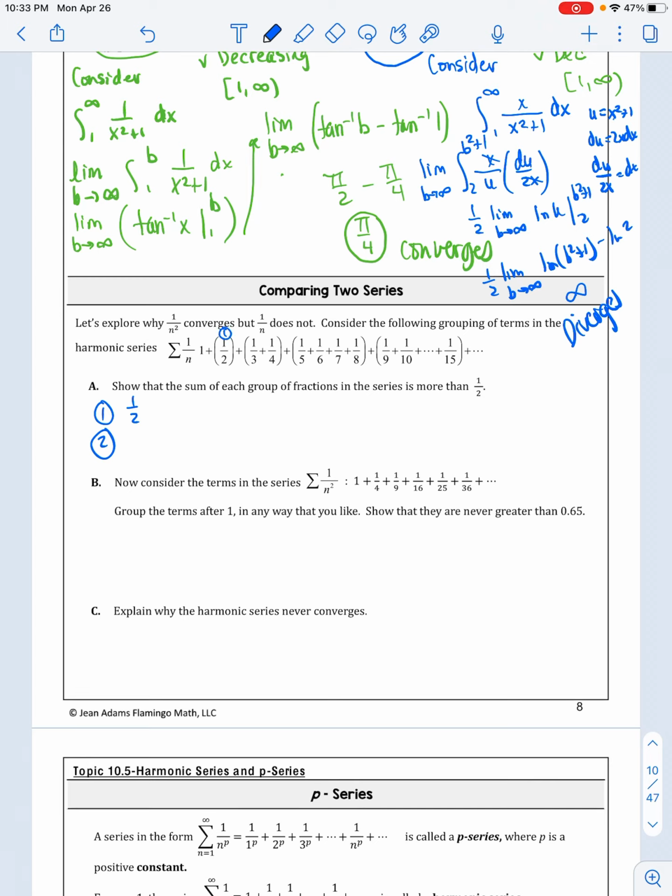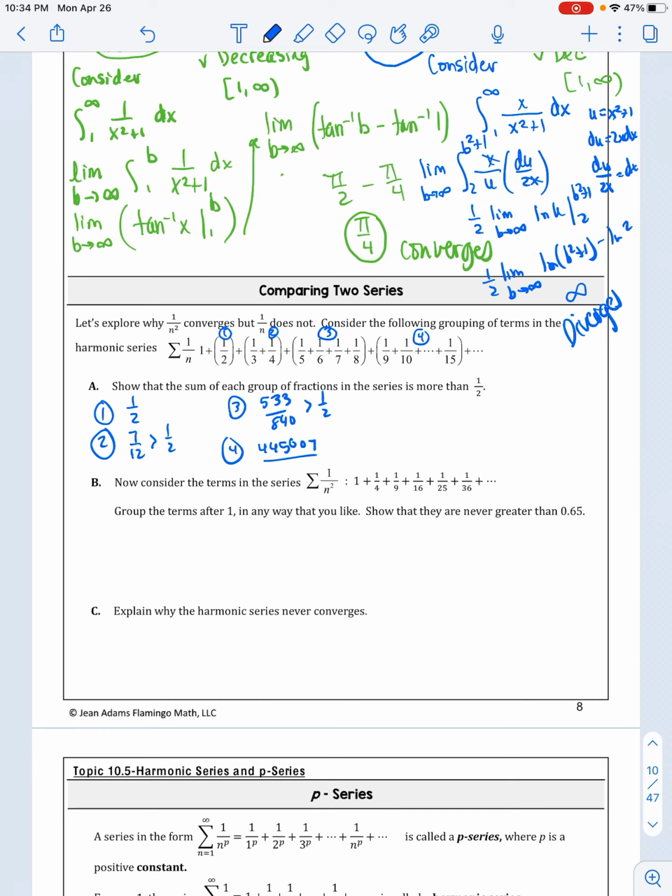So if I look at just this first one that's in parentheses and I take the sum of it, it's 1/2. That was my first one. If I look at the second one and I add the 1/3 plus 1/4, I'm going to get 7/12, and that is greater than 1/2. Now, if I take this third group of numbers and I add them in my calculator, I got 533 over 840, and that is greater than 1/2.